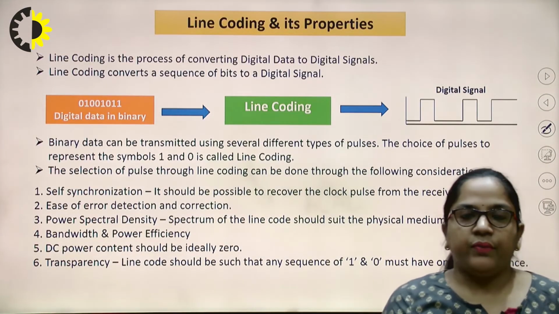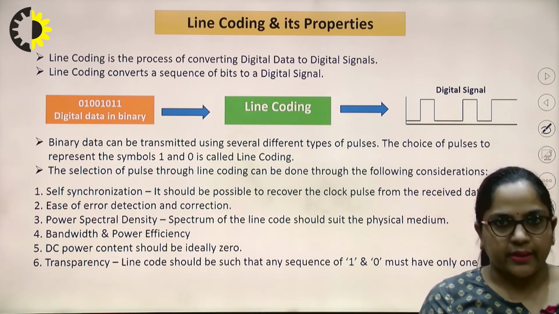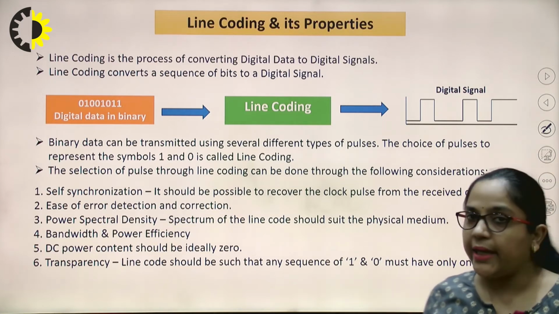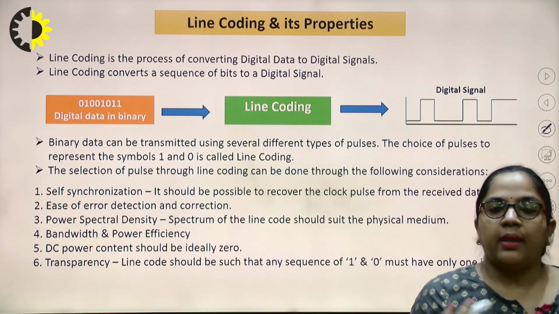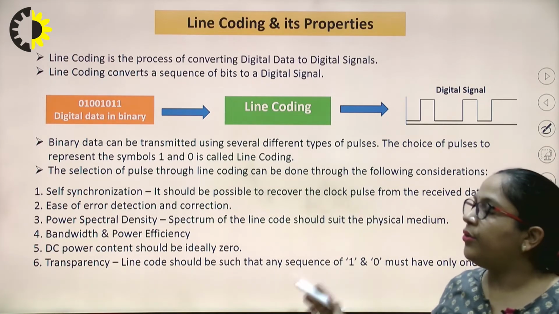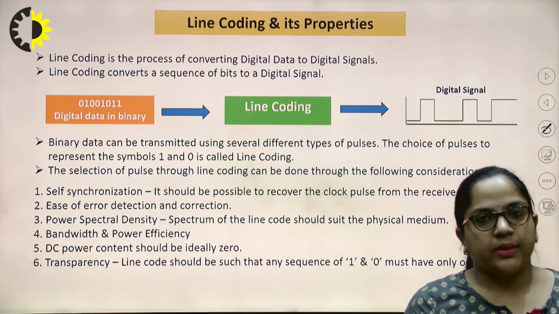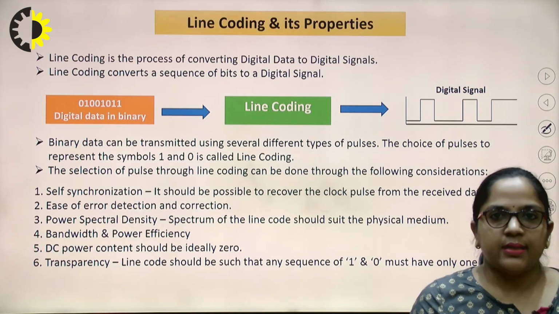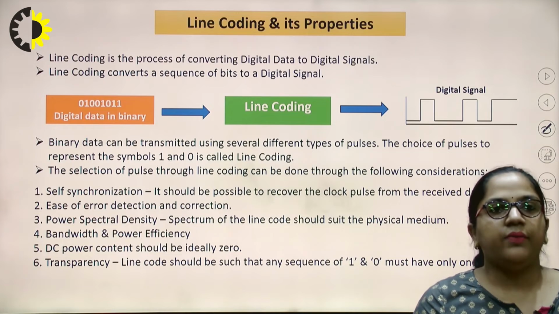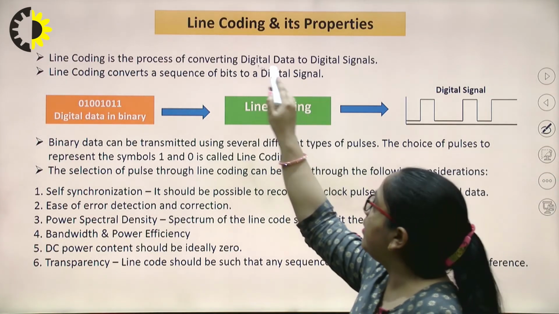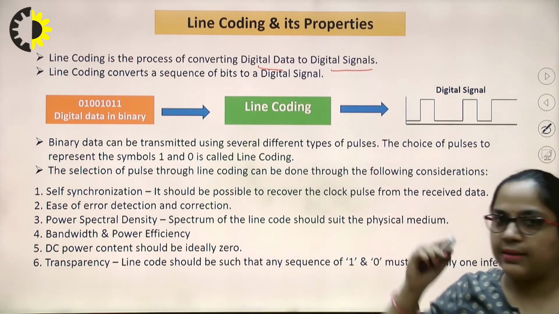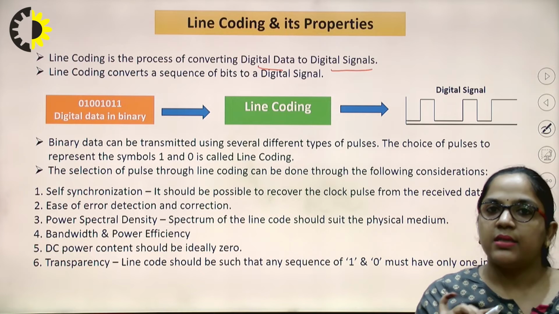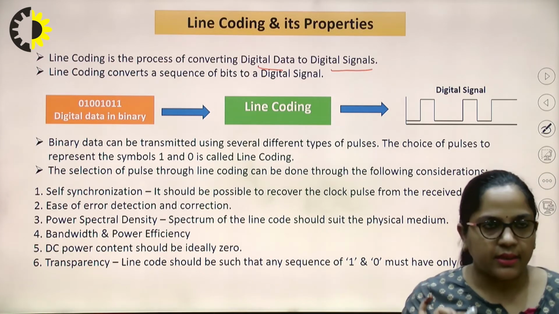That we can do with the help of line coding techniques. So let us discuss the line coding, why it is required and how we can utilize this line coding for the transmission of digital data. Line coding we can understand as a process of converting digital data into digital signals. There is a difference between digital data and digital signals.